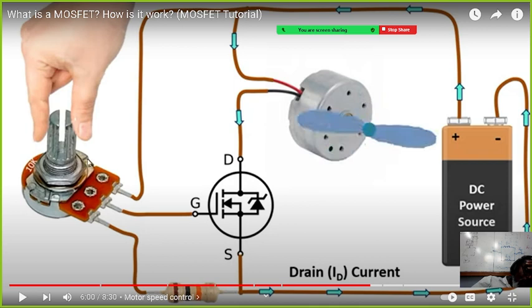The more you push it in, you give it less resistance. The more you release it, the more resistance it has. The more you press it in, you get less resistance. So with less resistance, more current will flow through.